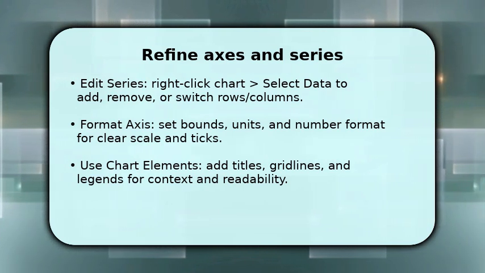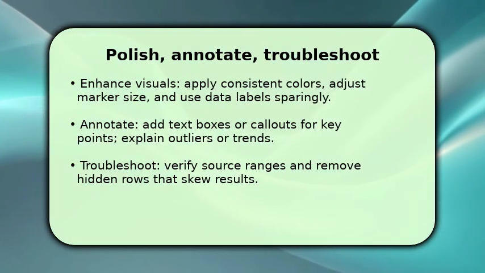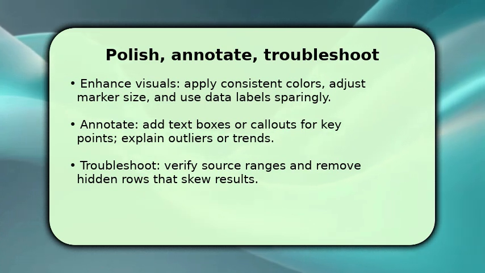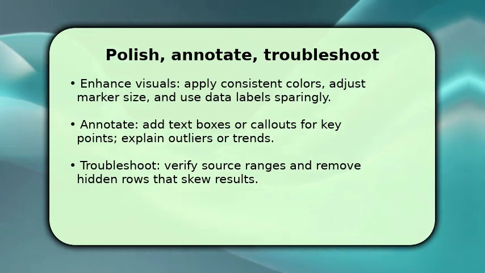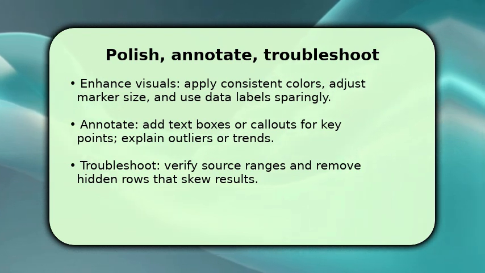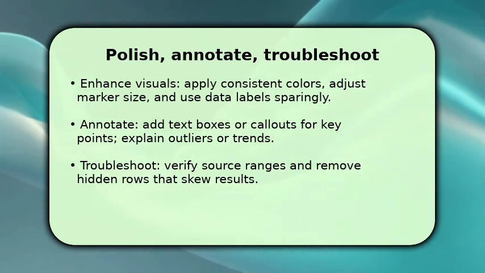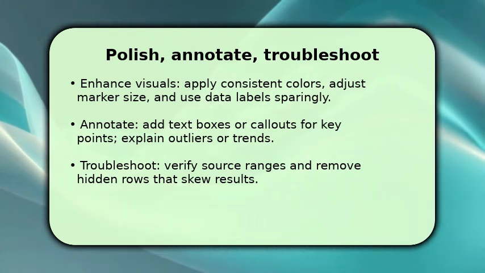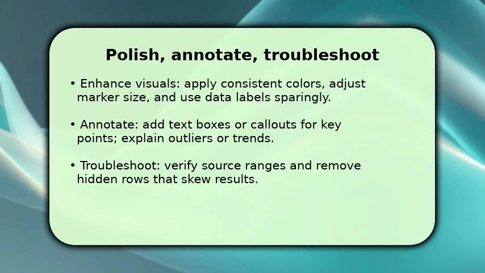You finish by polishing and annotating so your audience understands the takeaway. Apply a consistent color palette for series and increase marker or line weight for emphasis. Keep data labels minimal to avoid clutter. Add annotations, text boxes or callouts that explain spikes, anomalies, or trend reversals so the why is explicit.